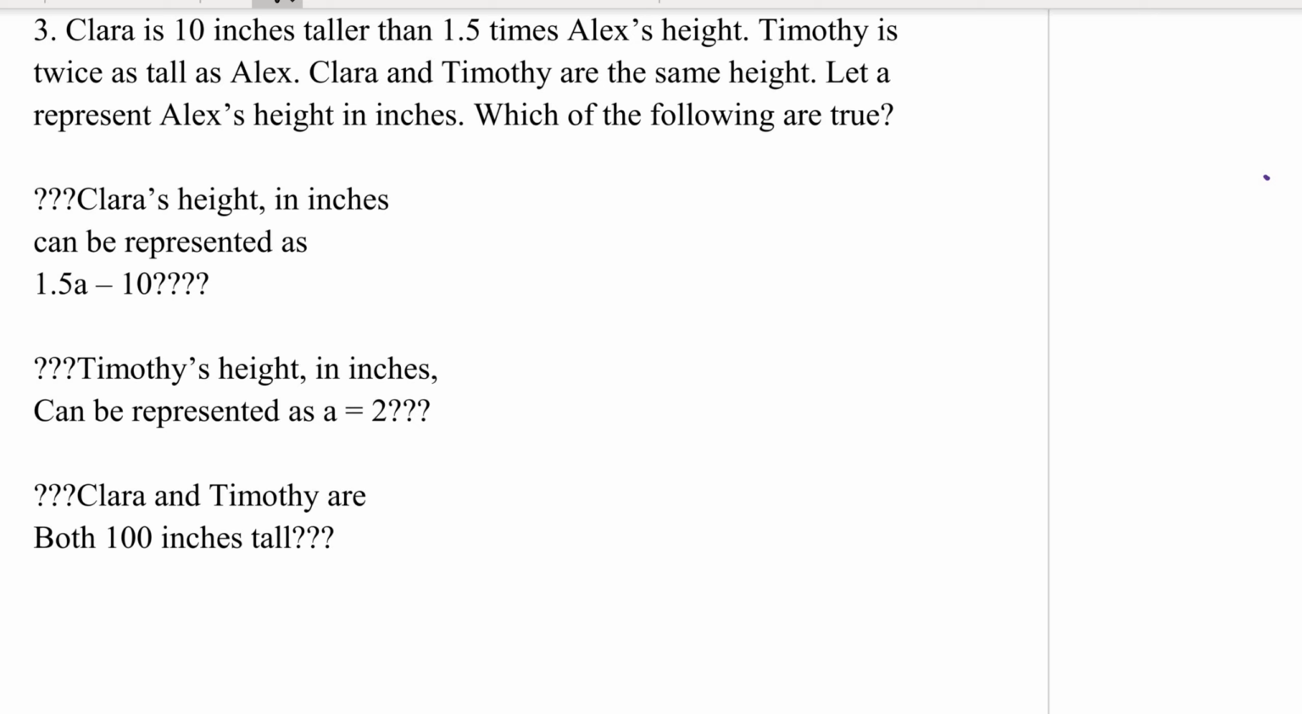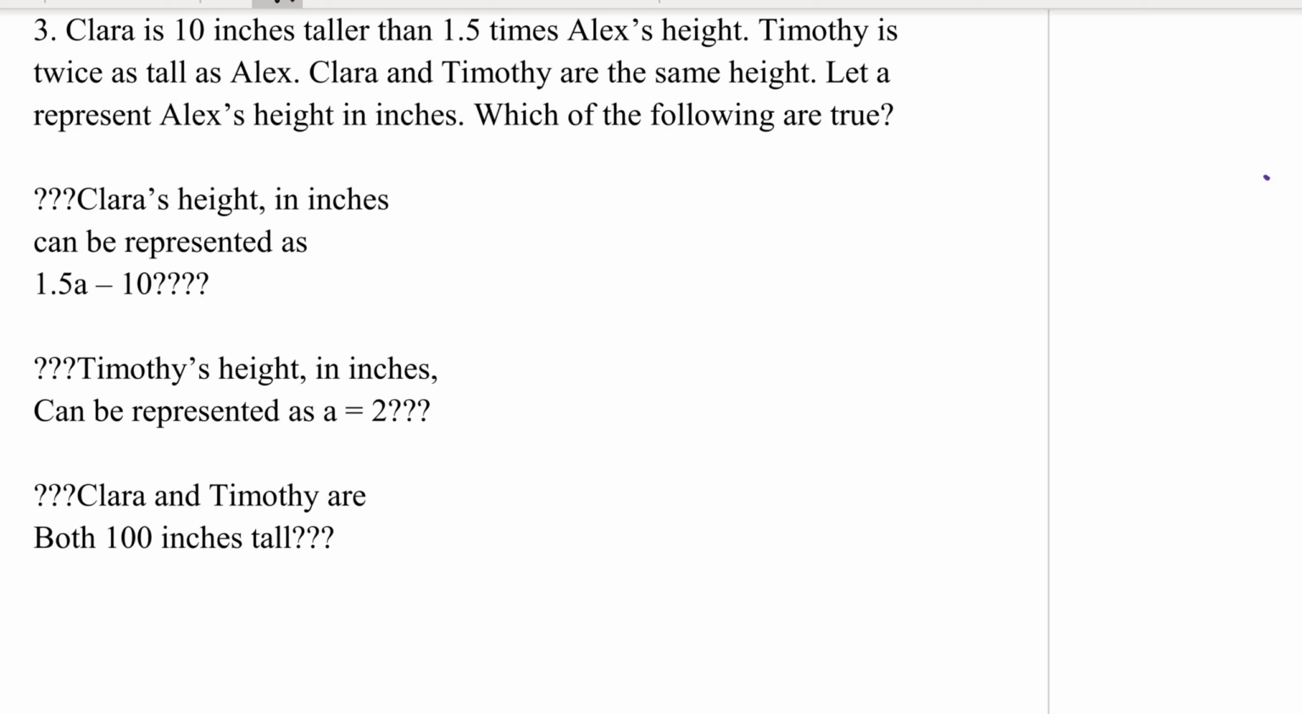It states that Clara is 10 inches taller than 1.5 times Alex's height. Timothy is twice as tall as Alex. Clara and Timothy are the same height. Let A represent Alex's height in inches. Which of the following are true? All right, that's a lot of information. So let's just take it one step at a time.